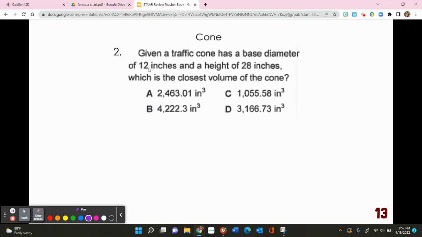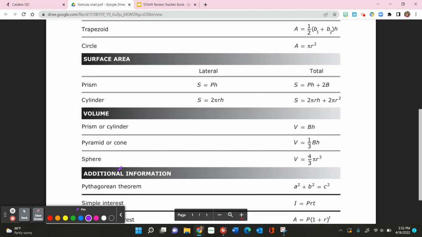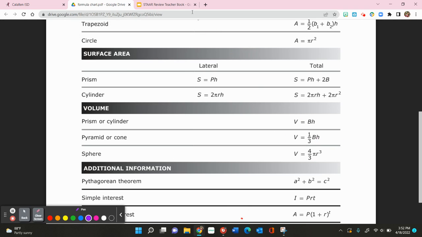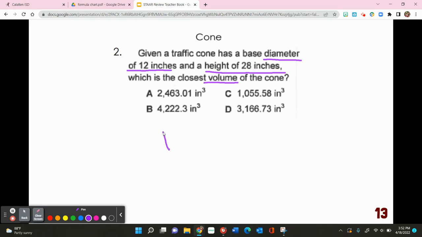So it says, given a traffic cone has a base diameter of 12 inches and a height of 28 inches, we want to know what is the closest volume of the cone. So the first thing we need to do is find the formula for volume of a cone, which is volume equals 1/3 times big B times H. Now, on a cone, remember your base shape is a circle. So to find big B, my base is a circle.